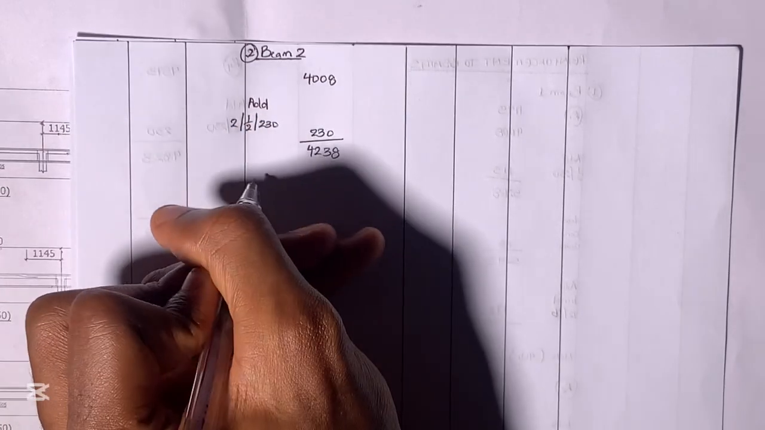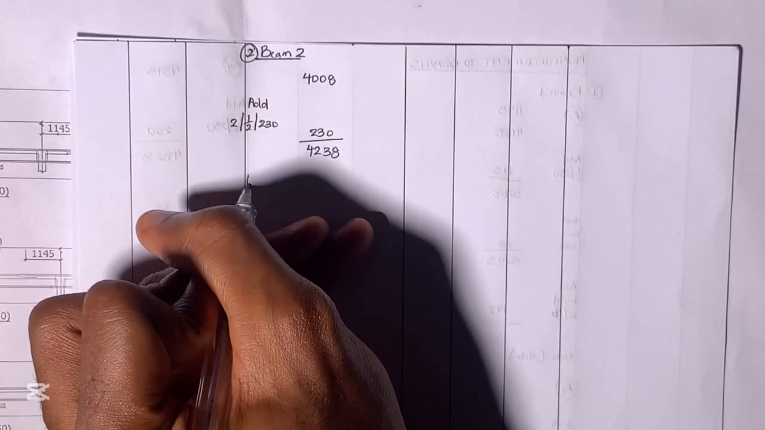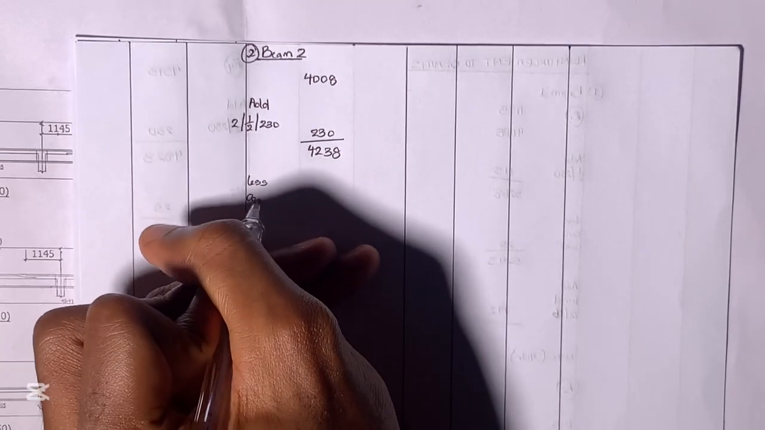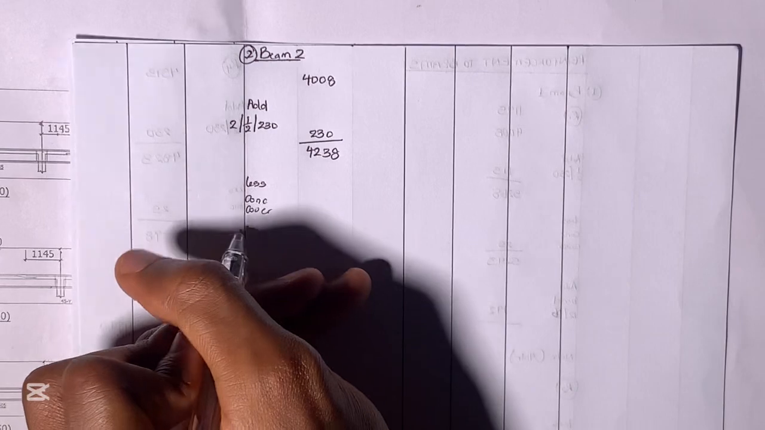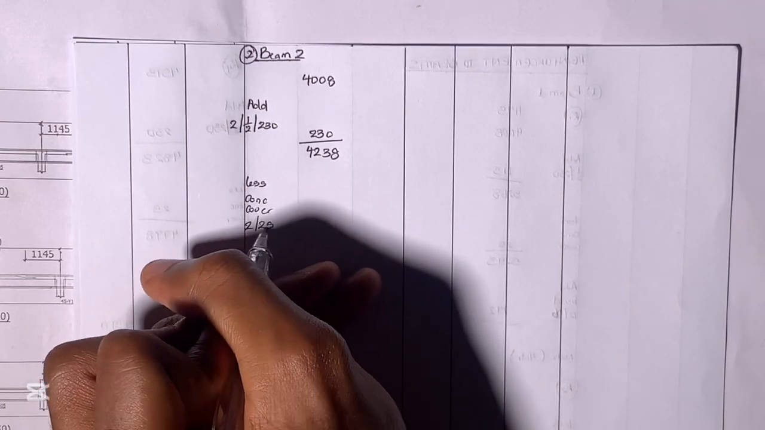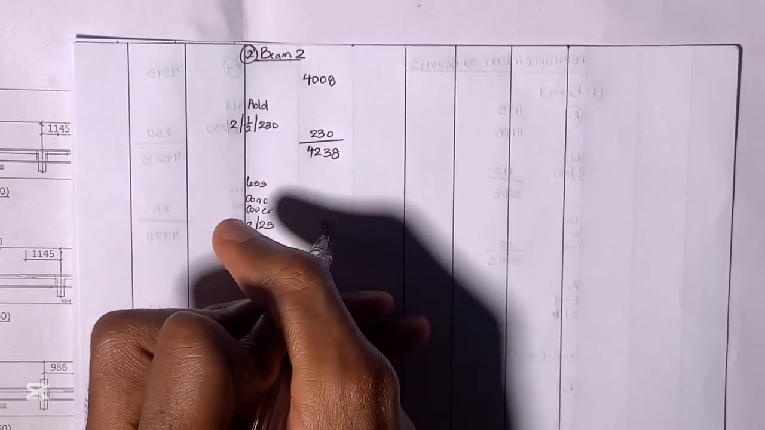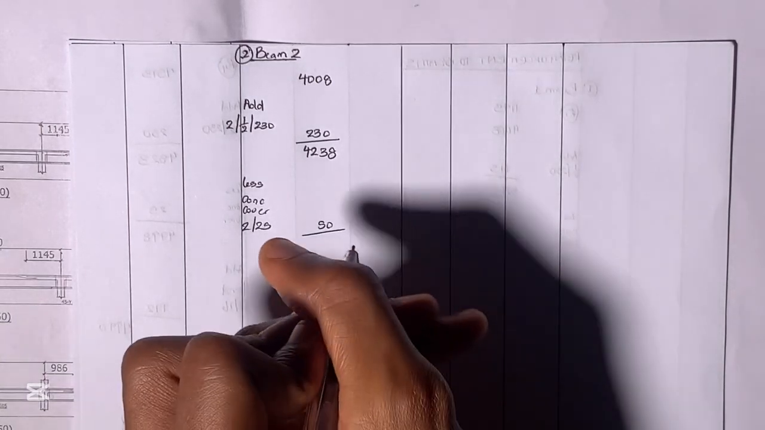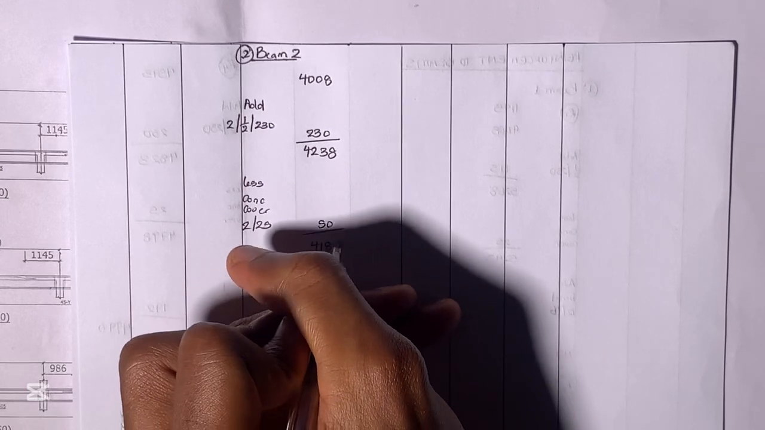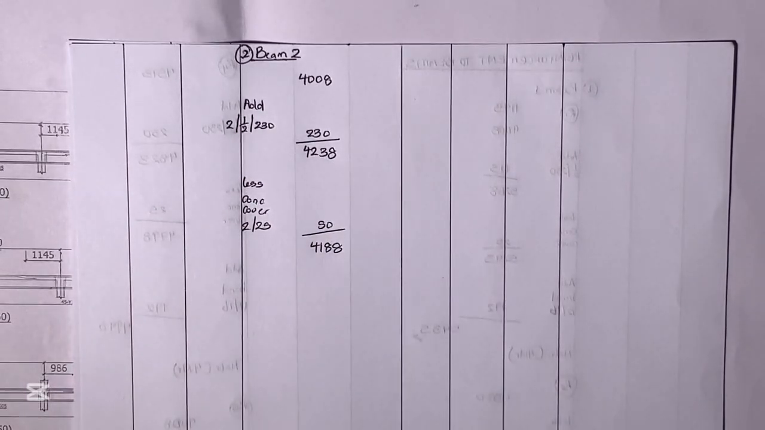We will now less the concrete cover to get the length of the straight bar. So the concrete cover is going to be on both sides. So 2 by 25 is equal to 50. So 4238 minus 50 is equal to 4188. So 4188 is the length of the straight bar.